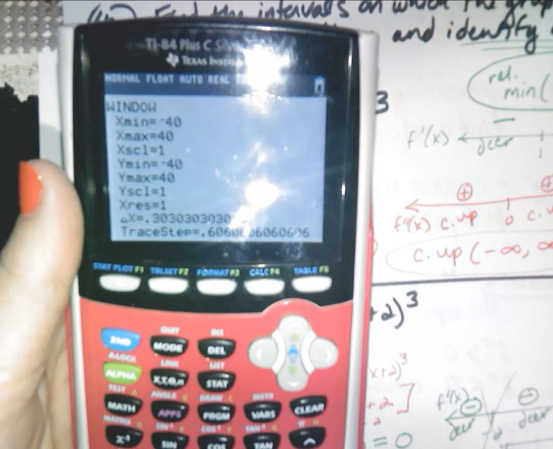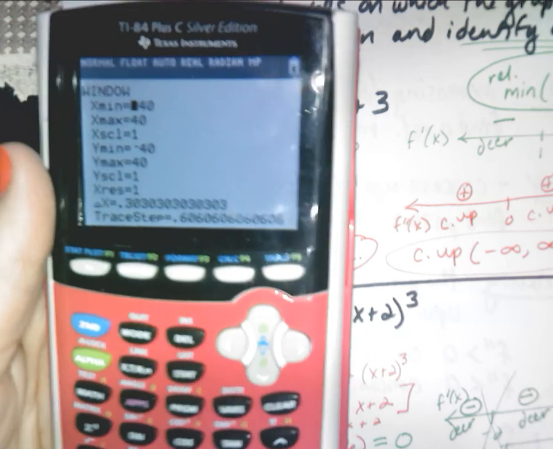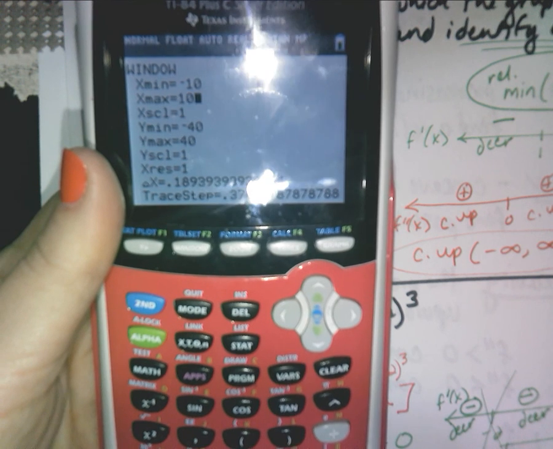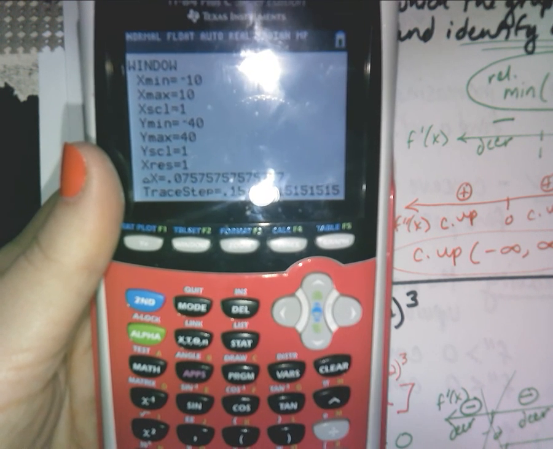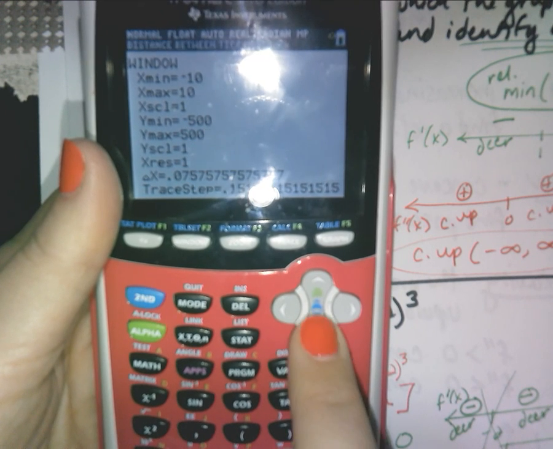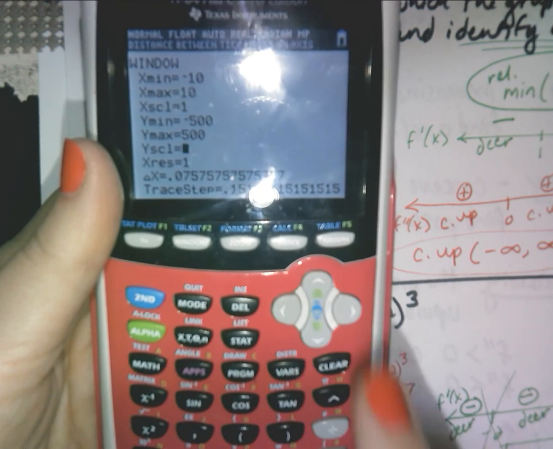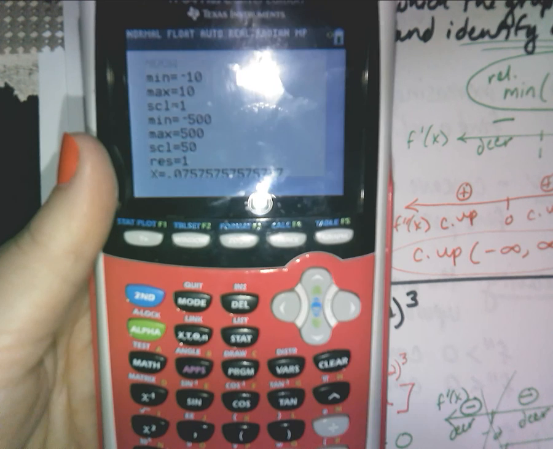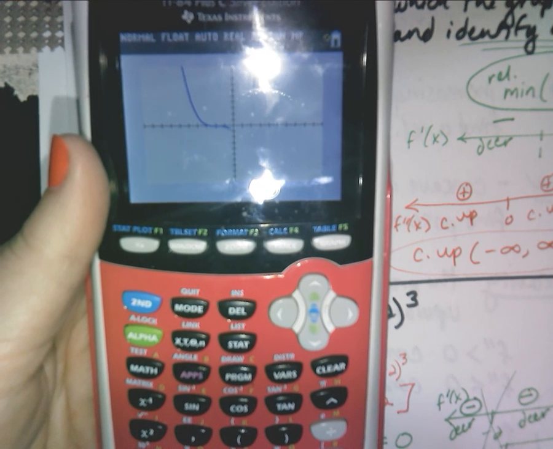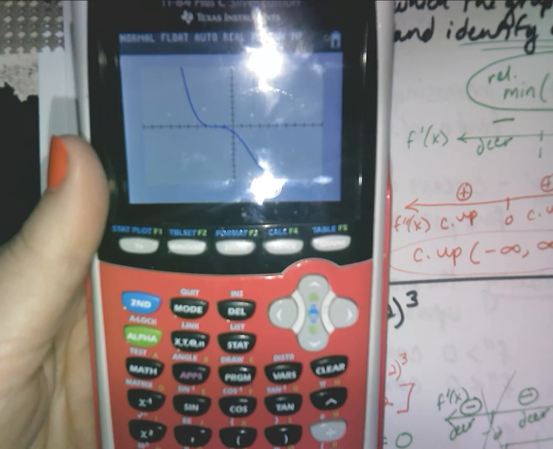Window. What is my X-min? Keep that at like -10, 10. Y-min, I don't know, like -500. Wasn't that it? Yeah, 500. And then we'll go by a scale of like, I don't know, 50 or something like that. Let's see what that looks like. There we go. That's better.